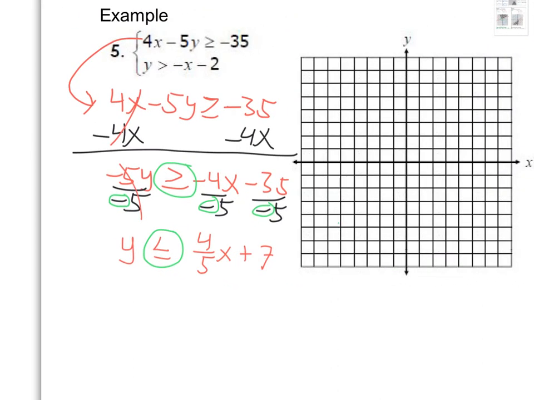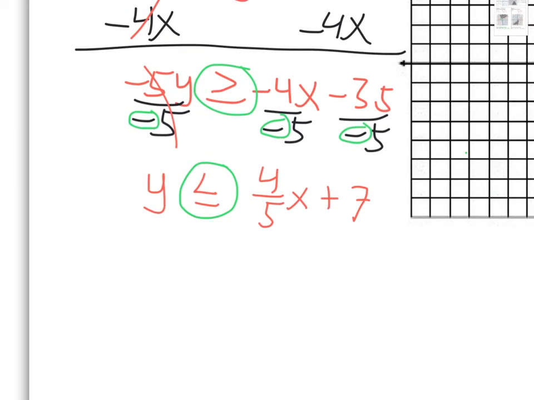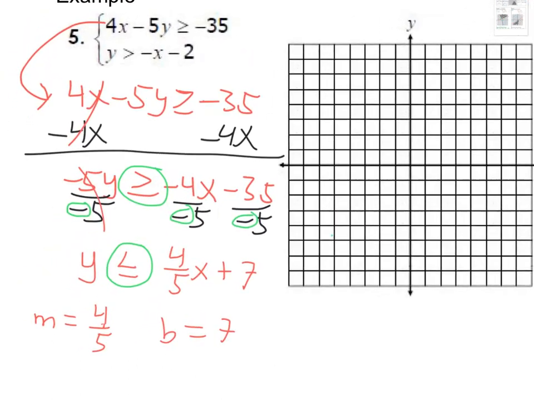Okay, so we can easily identify the m and the b since it's in y equals mx plus b. So the m here is 4 over 5. Let's just erase that and redo it. This is a 4 over 5, and then your b is going to be 7. All right, perfect. So we go on our graph over here, and since our b is 7, we want to go up 7 on the y-axis. So 1, 2, 3, 4, 5, 6, 7. There we go. And the slope is 4 over 5.